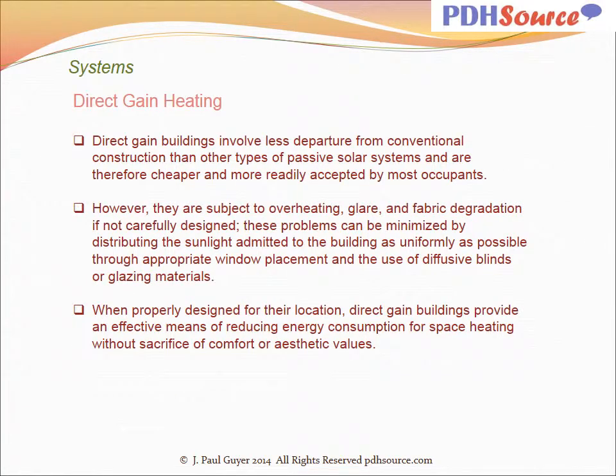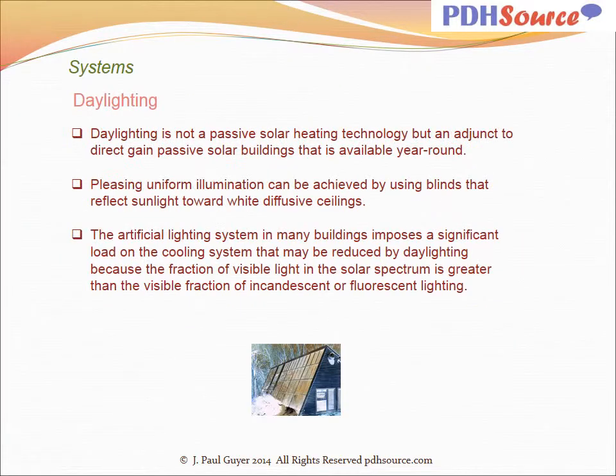Direct gain buildings involve less departure from conventional construction than other types of passive solar systems and are therefore cheaper and more readily accepted by most occupants. However, they are subject to overheating, glare, and fabric degradation if not carefully designed. These problems can be minimized by distributing the sunlight admitted to the building as uniformly as possible through appropriate window placement and the use of diffusive blinds or glazing materials. When properly designed for their location, direct gain buildings provide an effective means of reducing energy consumption for space heating without sacrifice of comfort or aesthetic values.